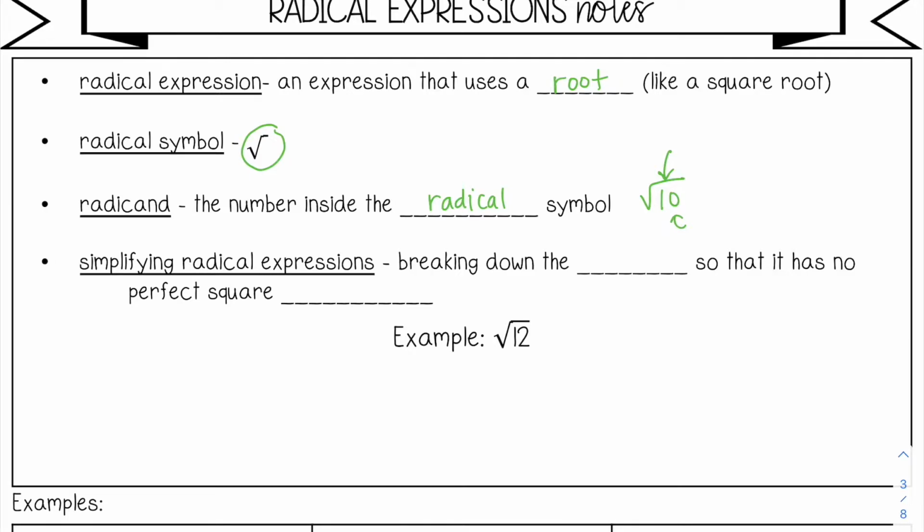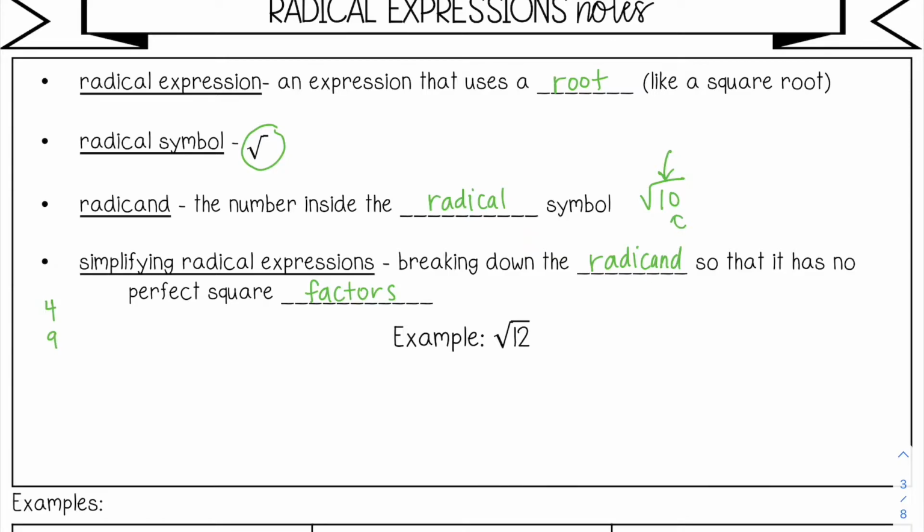If you want to simplify a radical expression, that means you're going to be breaking down the radicand so that it has no perfect square factors. So for example, if I wanted to simplify the square root of 12, I'm going to try to find the largest perfect square that will divide evenly into this number. So it may help if you list out the perfect squares. You don't need 1 because 1 will go into every number, but starting with 2 squared, which is 4, I'm just going to list them out right over here.